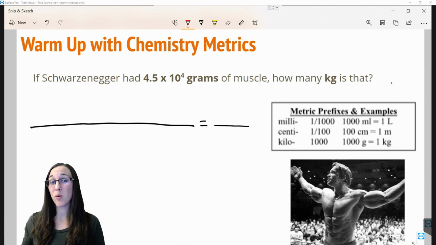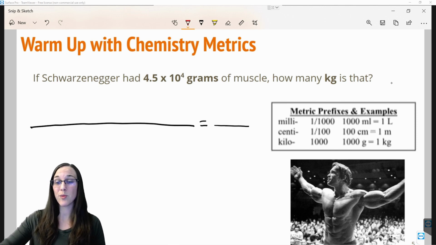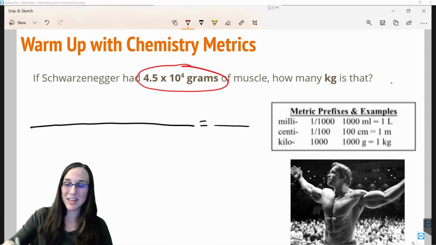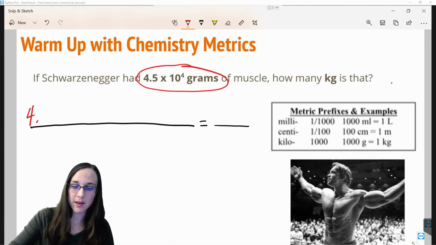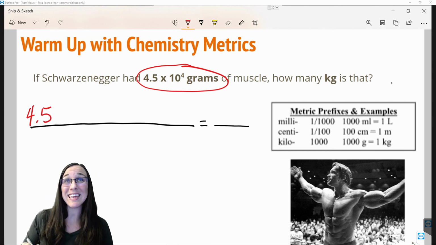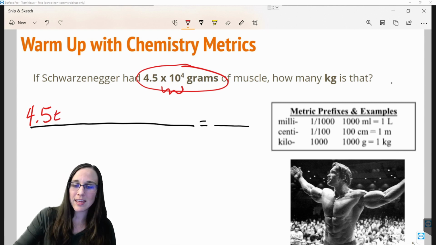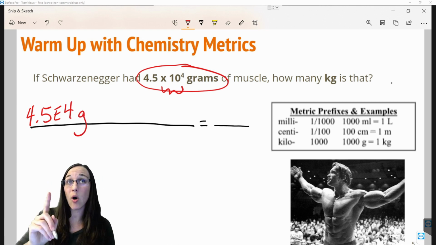They gave us 4.5 times 10 to the 4 grams. That was our pretty little gift. We're going to put our gift as the first thing on the top of our line, very beginning. 4.5, and now I'm going to put an E instead of times 10 to the. If you don't know why that's the case, please watch my previous video on how to use the EE button in your scientific calculator to make these kind of calculations way easier. 4.5 E to the 4 grams. Don't cheat your units. Always write the units.